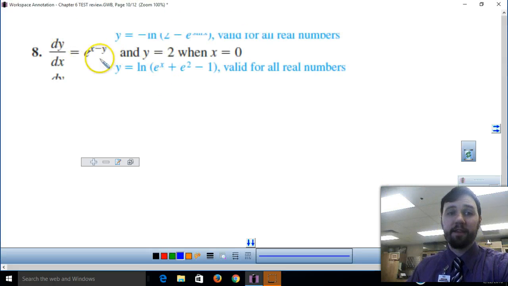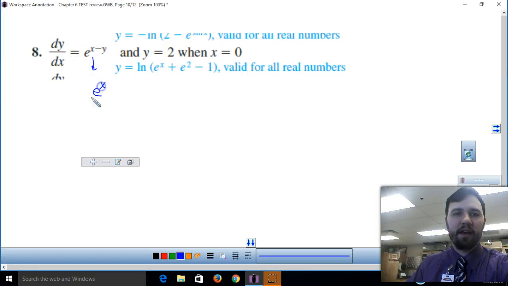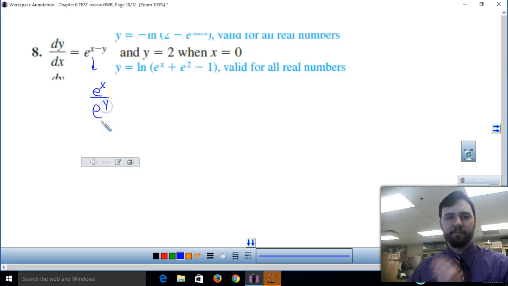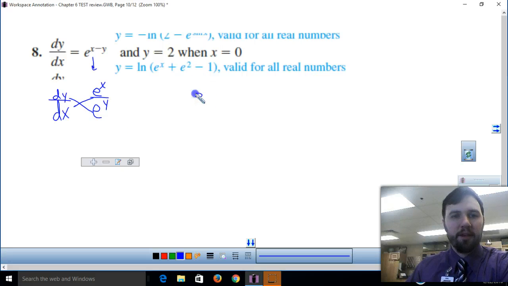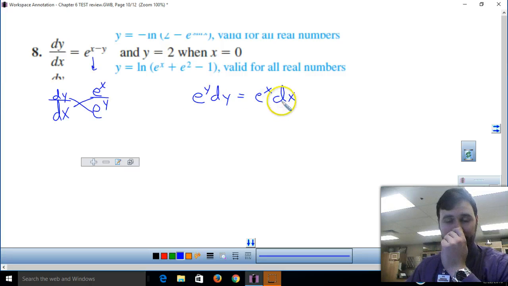Alright, let's do another one. You guys have seen this one before. First thing I'm going to do is manipulate my right side, make this e to the x over e to the y. And now I see my x's are across from my y's, so I'm going to cross multiply. So I get e to the y dy equals e to the x dx.